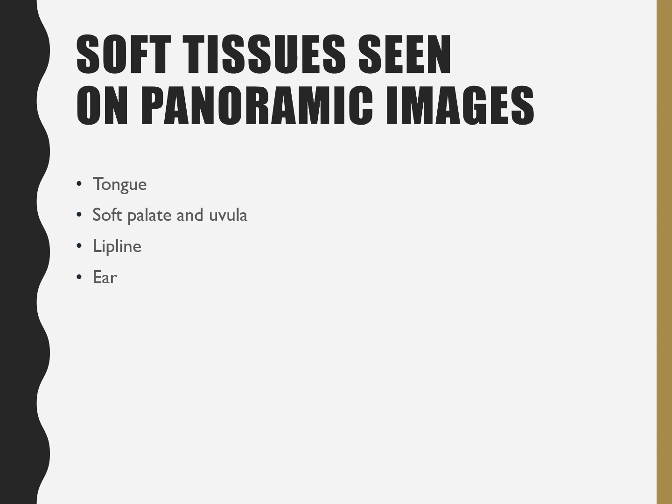All right, so next up is soft tissue. We're almost done, so we can make it. The soft tissue on a panoramic image, there's only four that we really have to worry about, okay? It's going to be the tongue, the soft palate with the uvula, the lip line, and the ear. We're going to see where each one of these is on a panoramic.